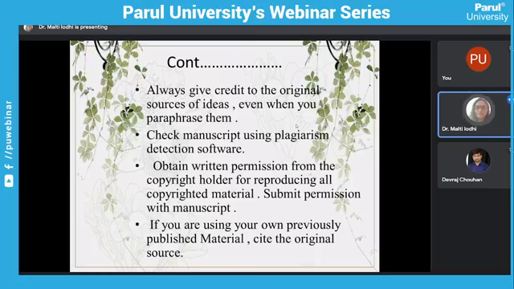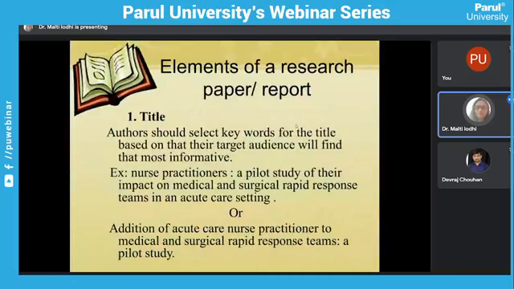Then check the manuscript using plagiarism detection software. Obtain written permission from the copyright holder for reproducing all copyrighted materials. Submit permissions with the manuscript. That also you have to remember: all permissions you have to take before submitting the paper for publication. If you are using your own previously published material, cite the original source too. So these are all the points you have to remember for plagiarism.